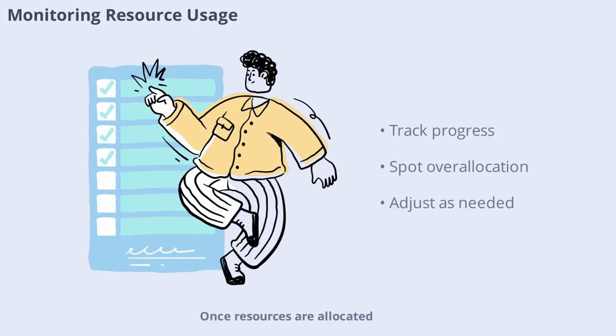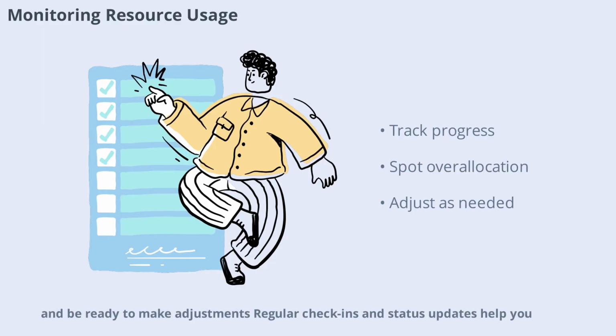Once resources are allocated, it's important to monitor their usage throughout the project. Track progress against the schedule, watch for signs of overallocation, and be ready to make adjustments. Regular check-ins and status updates help you stay informed and address issues before they escalate. Monitoring ensures that resources are used efficiently and that the project stays on course.